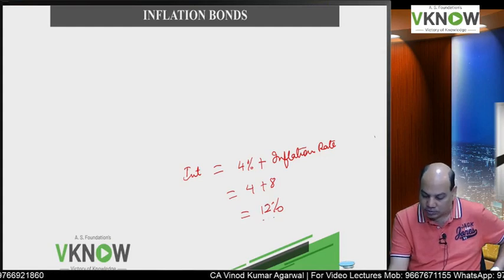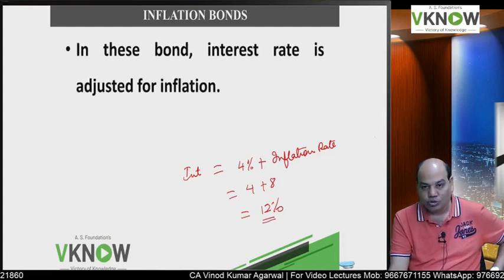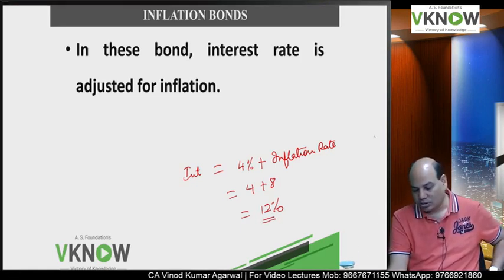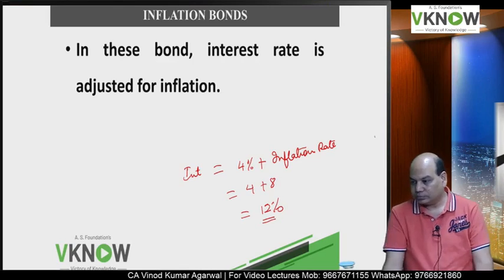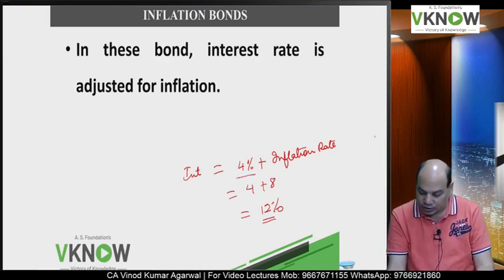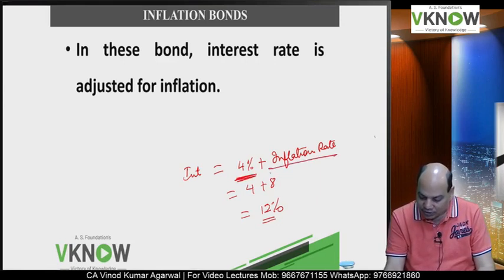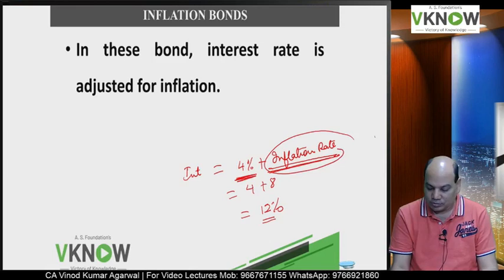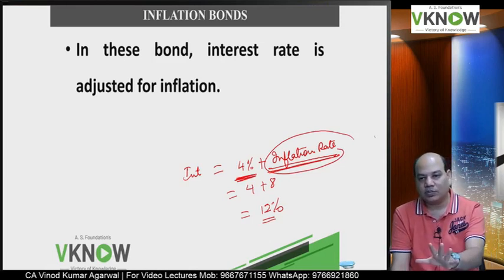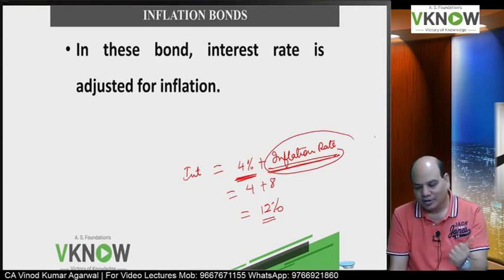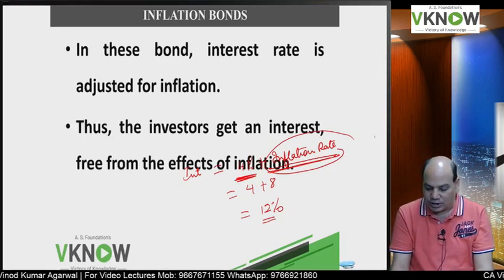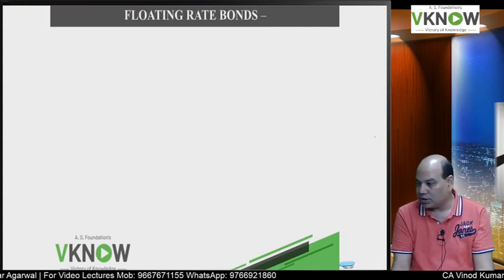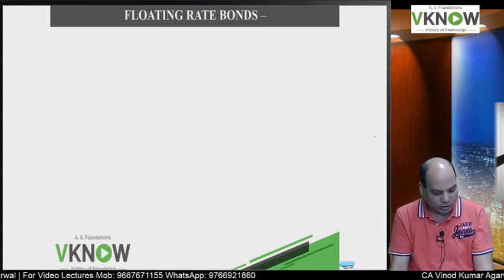So certain governments are planning to issue such bonds so that it will protect the investor from the risk of inflation. So in this bond, the interest rate is adjusted for inflation. You get something more than the inflation. So even if inflation is 10%, don't worry, you will get 14% coupon. Thus the investor gets an interest free from the effects of inflation. So the bond issuer compensates you for the inflation.